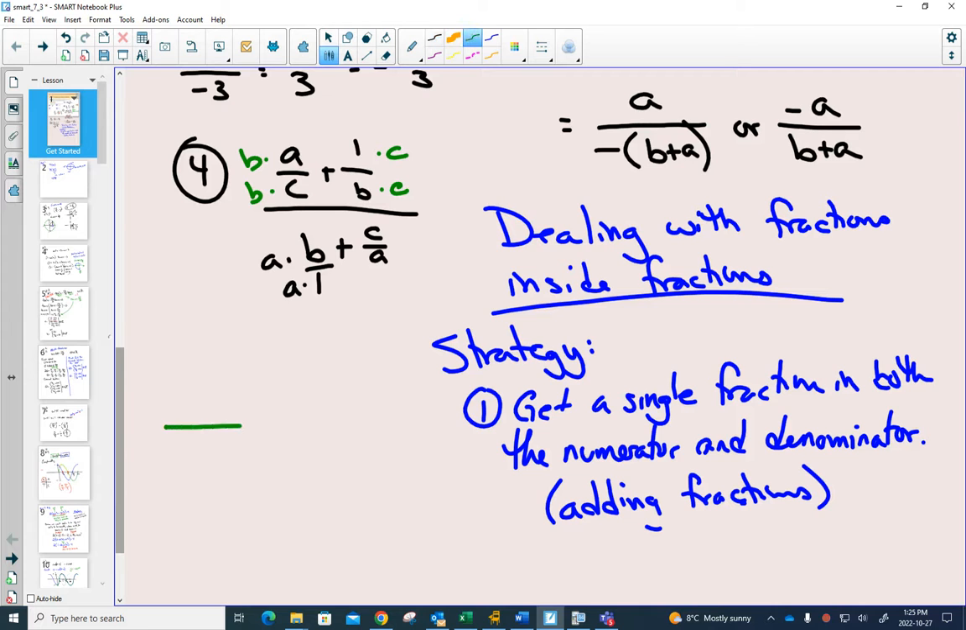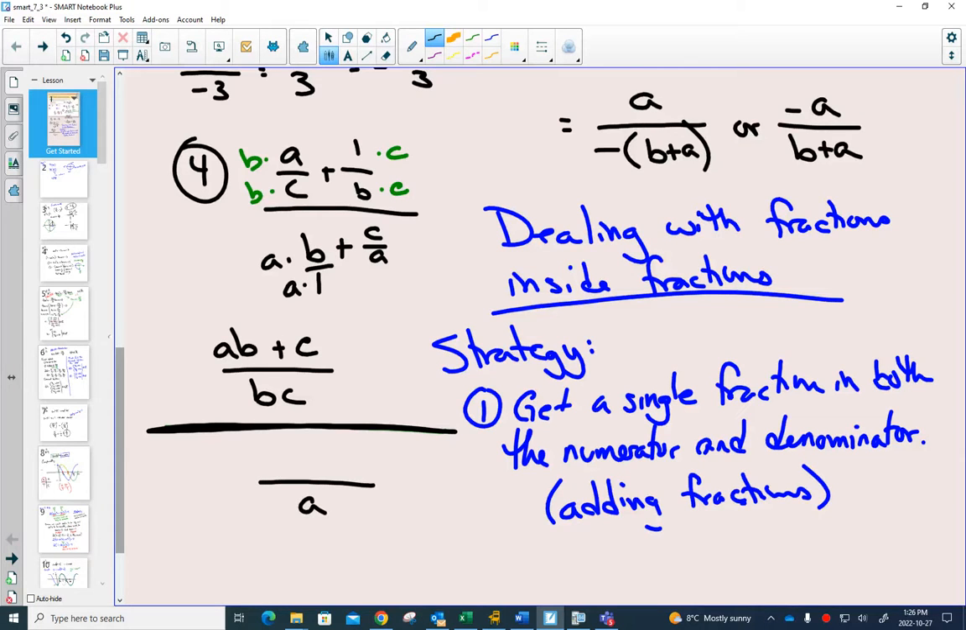Now, I will have a single fraction on the top with a common denominator of BC. It will be AB plus C. I will have a single fraction on the bottom with a common denominator of A, and it will be AB plus C. So when dealing with fractions inside of fractions, strategy number one is, can you get a single fraction on the top and a single fraction on the bottom of your big fraction?